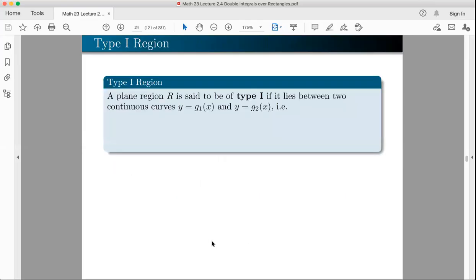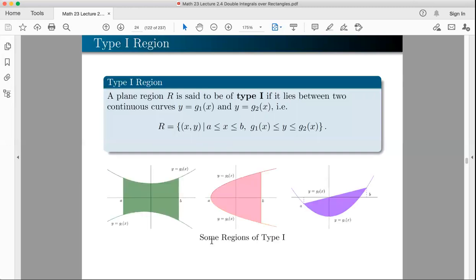We say that R is of type 1 if it lies between two continuous curves y equals g sub 1 of x and y equals g sub 2 of x. That is, R is the set of points where x is from a to b and y is between g sub 1 of x and g sub 2 of x. To illustrate this, we have the following figures.